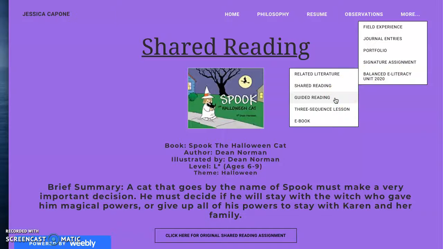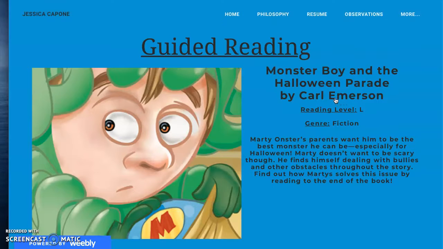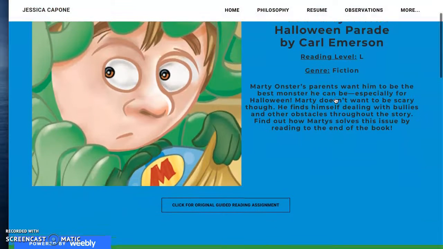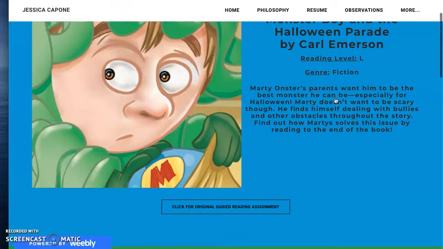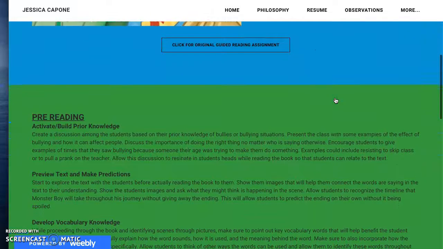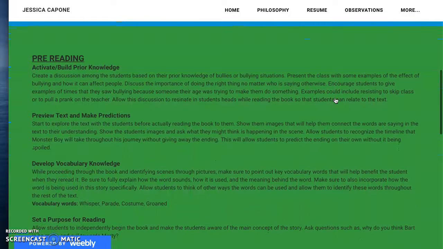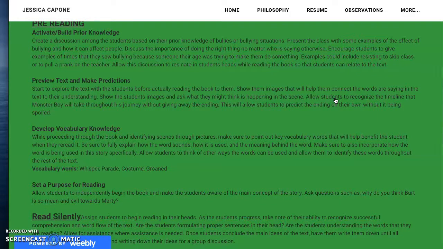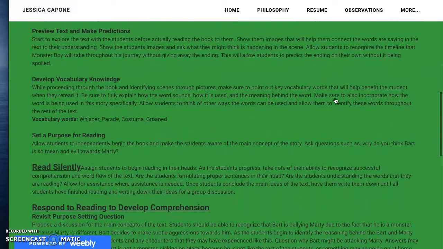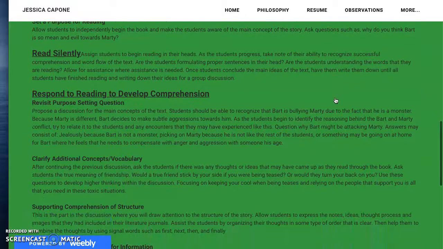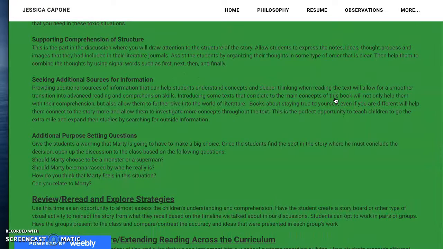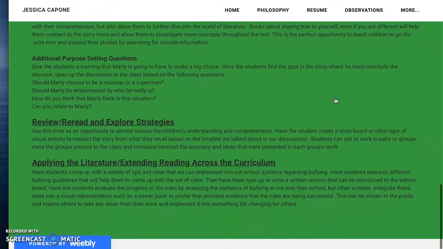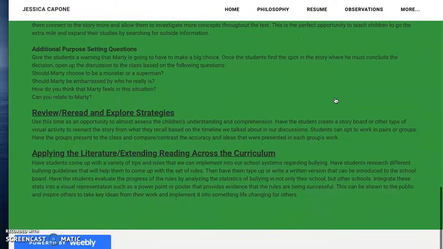Similarly, we are moving on to the guided reading plan. The guided reading plan is a great way to connect reading, writing, and critical thinking. This section, based on the book Monster Boy and the Halloween Parade, is broken up into sections to guide students throughout the process of reading and understanding the book, with scaffolding as needed. These steps in the guided reading plan include preparation for reading, reading silently, respond to reading to develop comprehension, review, reread, to explore strategies, and applying the literature, extending reading across the curriculum.